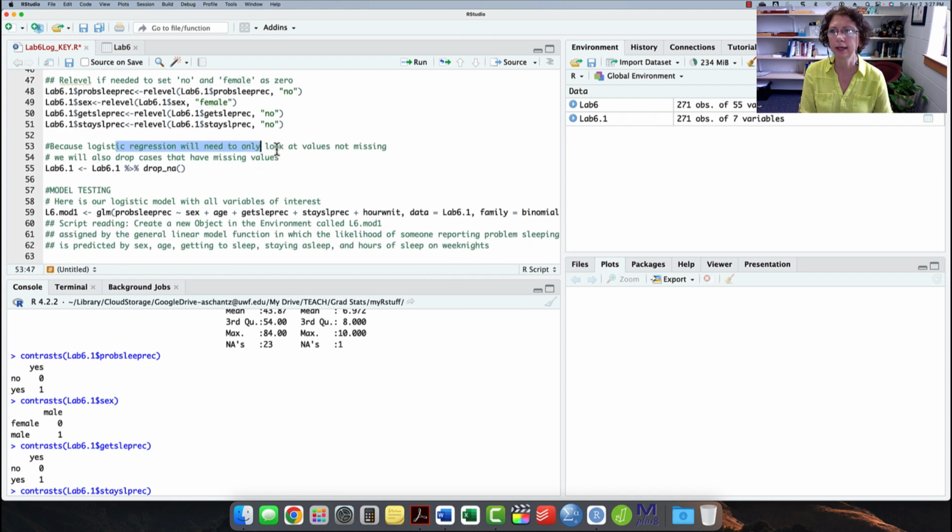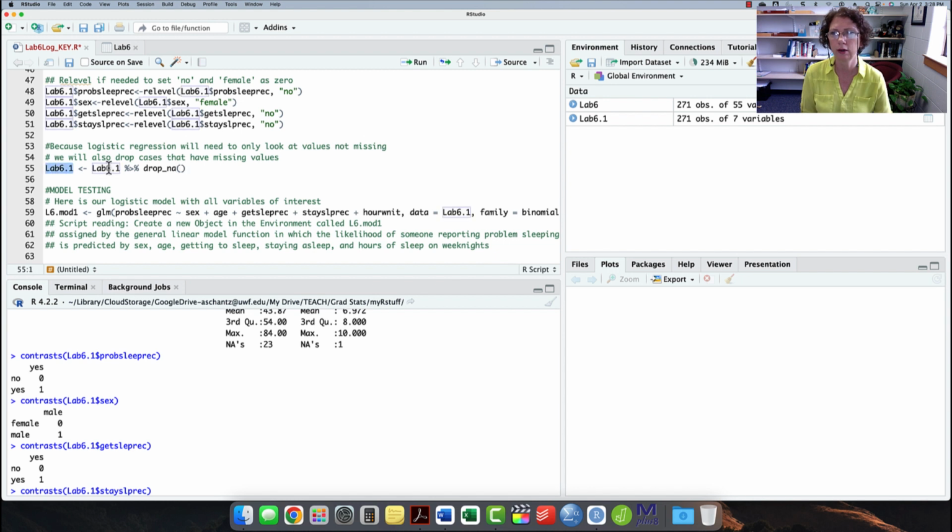Okay, and like I said, logistic regression will only be able to work with the cases that have no missing data. So there are better ways of working with missing data, typically multiple imputation, to estimate what the missing value would have been given the covariance of the whole matrix. But we're not going to get into that in this video. So instead, I'm going to just drop the cases that have missing values.